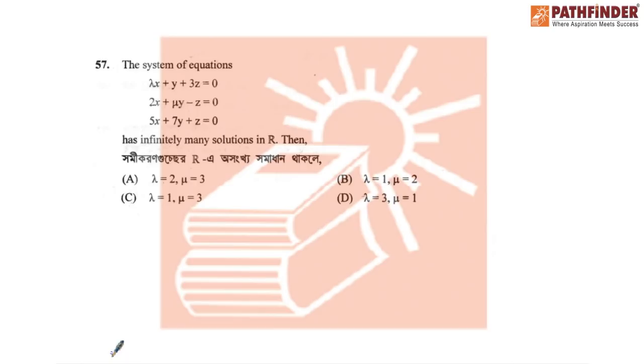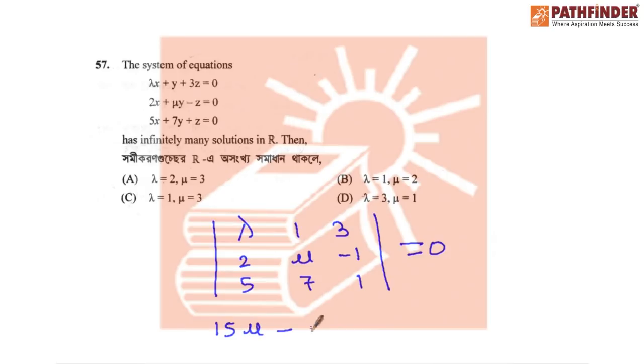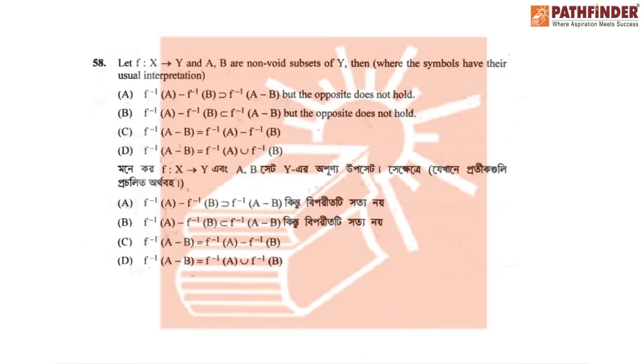Question 57. The system of equations has infinitely many solutions, which means the determinant with rows lambda, 1, 3; 2, mu, minus 1; 5, 7, 1 should be equal to 0. If you solve it, then finally you will get 15 mu minus lambda mu plus 7 equal to 35. So only the values given in option C, lambda equal to 1 and mu equal to 3, satisfy it. So option C is correct.